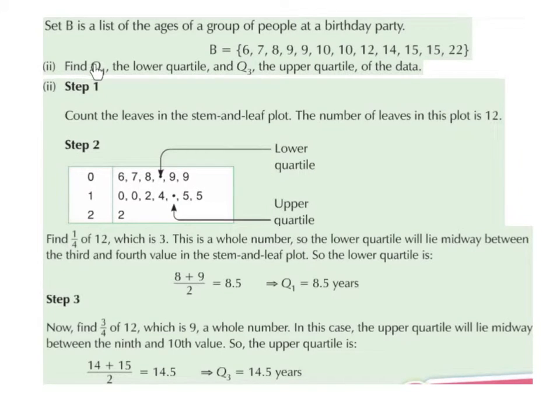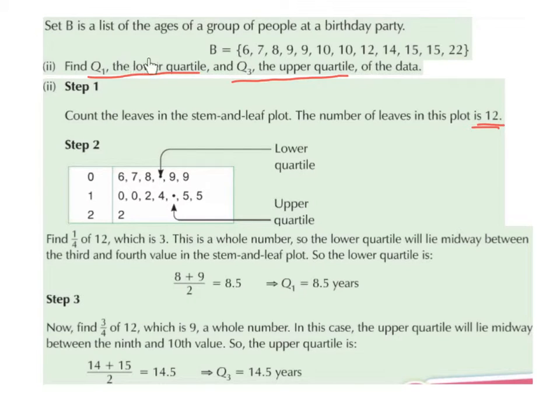Part 2 says find Q1, the lower quartile, and Q3, the upper quartile of the data. So step 1, we need to count the leaves in the stem and leaf plot. So we have 1, 2, 3, 4, 5, 6, 7, 8, 9, 10, 11, 12. Or we could have just counted our list up at the top. 1, 2, 3, 4, 5, 6, 7, 8, 9, 10, 11, 12. So the number of leaves in the plot is 12.